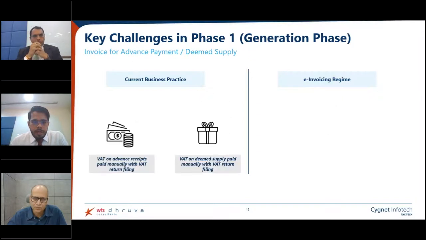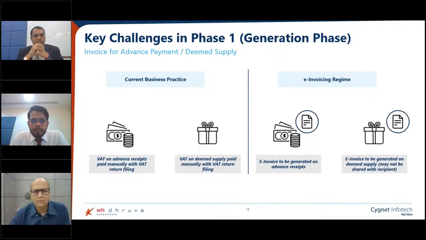Moving to the next question, on advance payment and deemed supply. Currently, most companies manually discharge VAT obligation on their advance payments and on the deemed supplies made for free gifts given to employees or customers. Under e-invoicing, the detailed guidelines suggest that every supply has to have an invoice as support. So for every advance payment, an invoice has to be generated. Companies have to fix their AR modules to see how an invoice can be generated for advance payments, and at the same time ensure that the amount received is not recognized as revenue. This is going to be another big challenge on raising an e-invoice for advance receipts and for deemed supply.